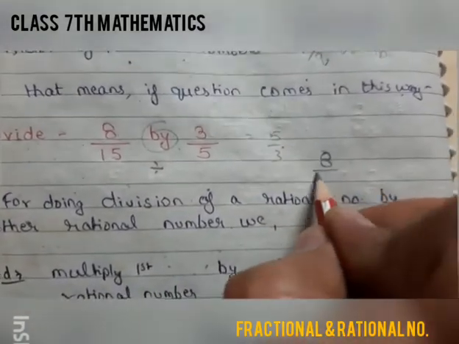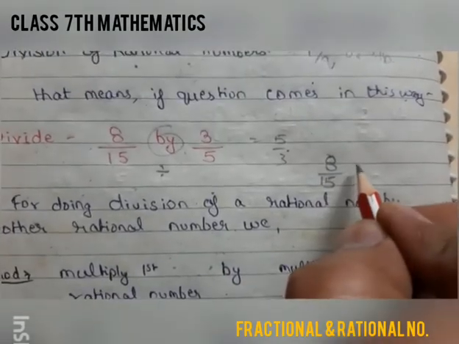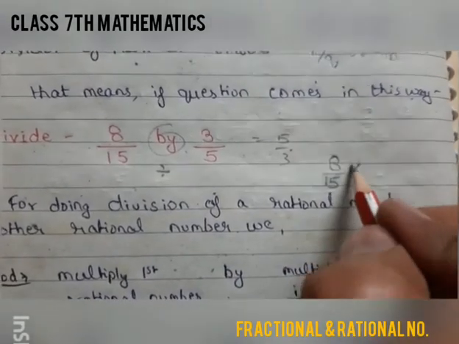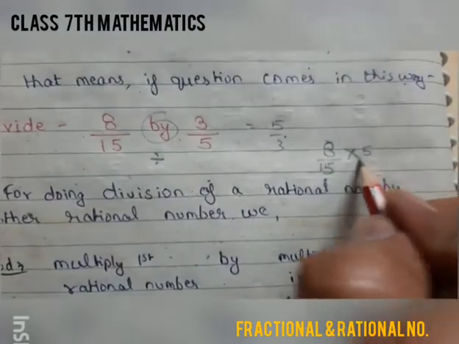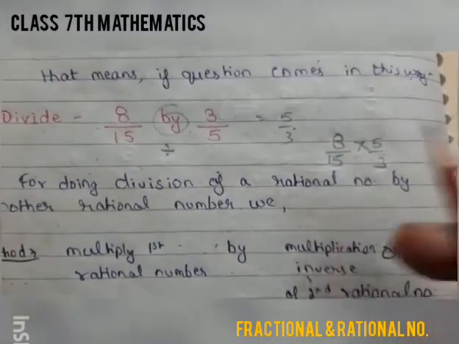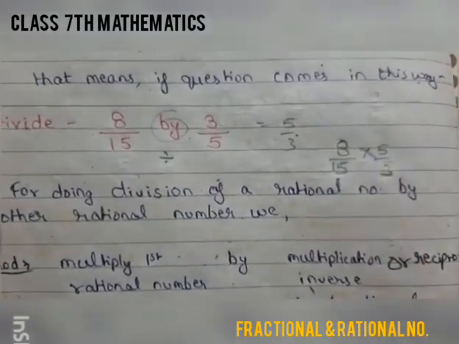Mathematically we will write: first rational number into reciprocal of second rational number. The reciprocal of 3 by 5 is 5 upon 3. If you solve this, we will get the answer. This is how you need to do the division of rational numbers.